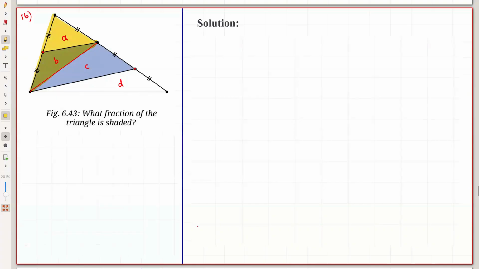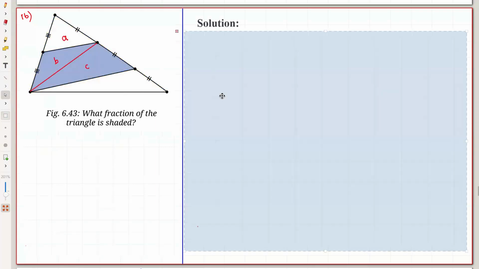Okay. So this is one triangle. Next, this is another triangle. Okay. So this is another triangle, equal area. Okay, this is another triangle. So three triangles overall. The whole triangle is divided into three triangles. So I'm just going to the solution.